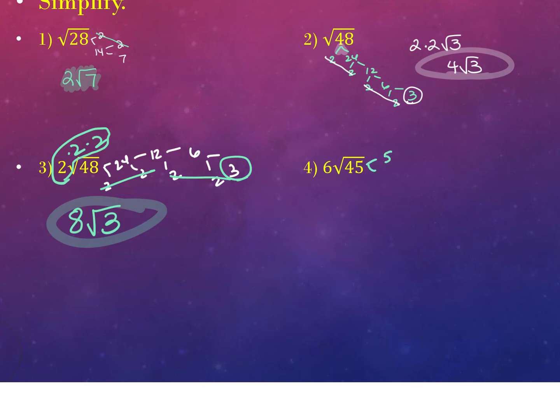$45 would be 5 and 9, 3 and 3. The pair of 3s comes to the outside and gets multiplied by the 6 that's already there. So that's 18, and the 5 is left by itself, square root 5.